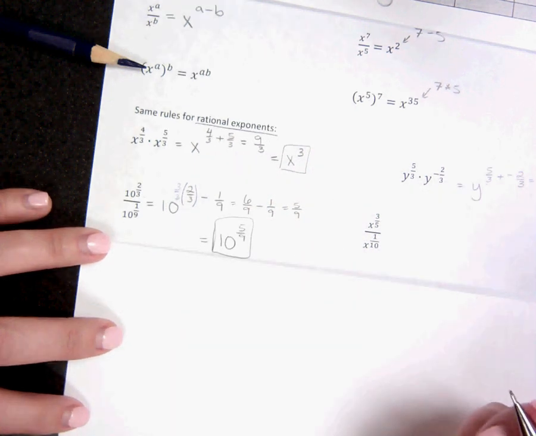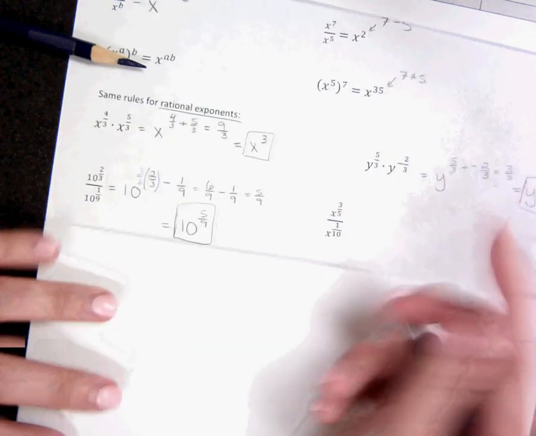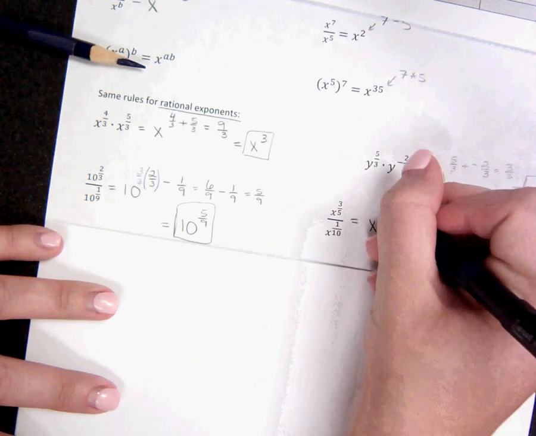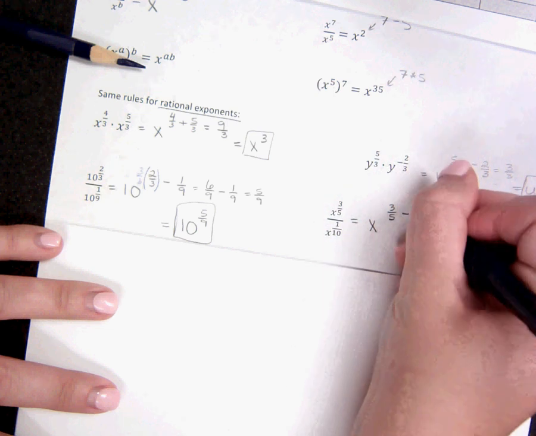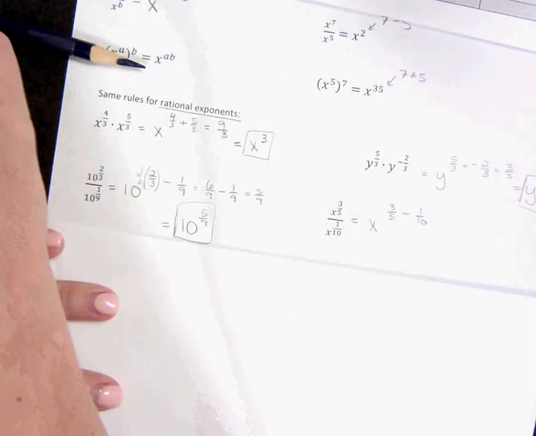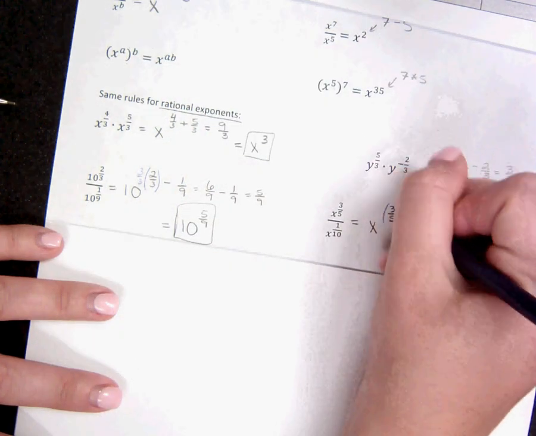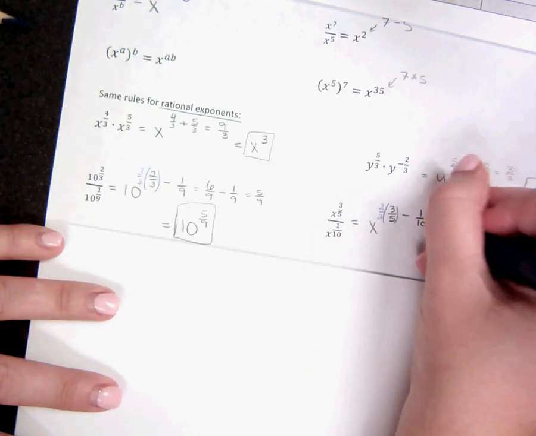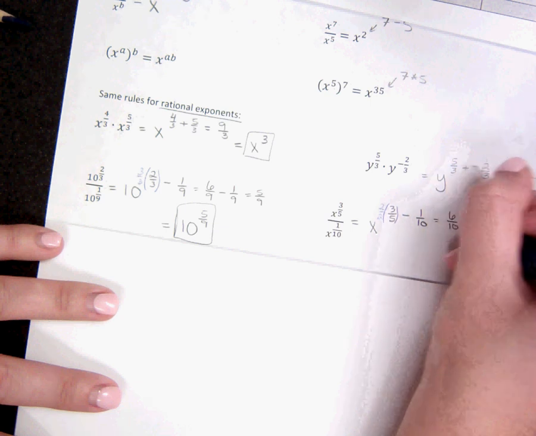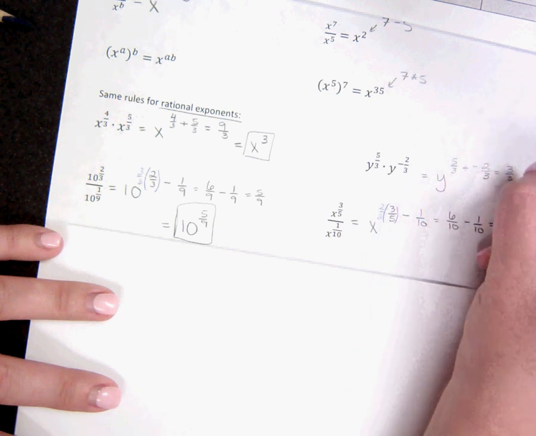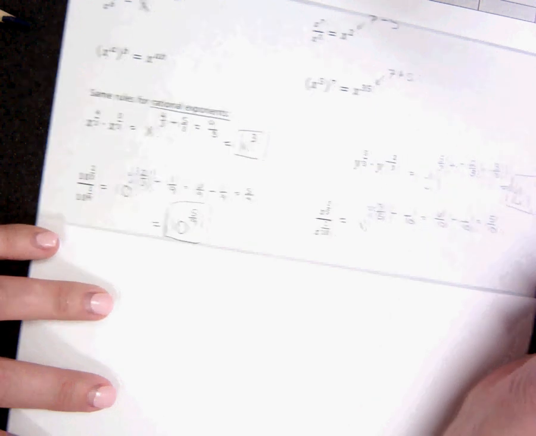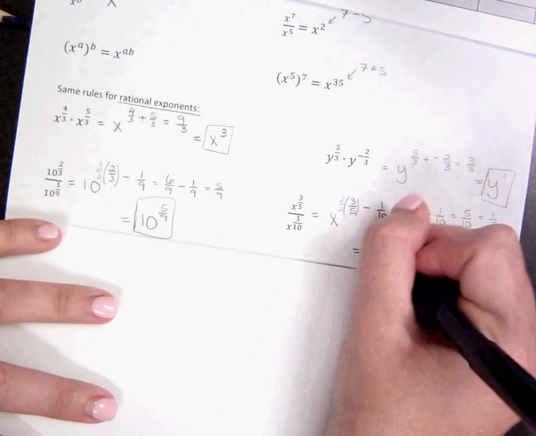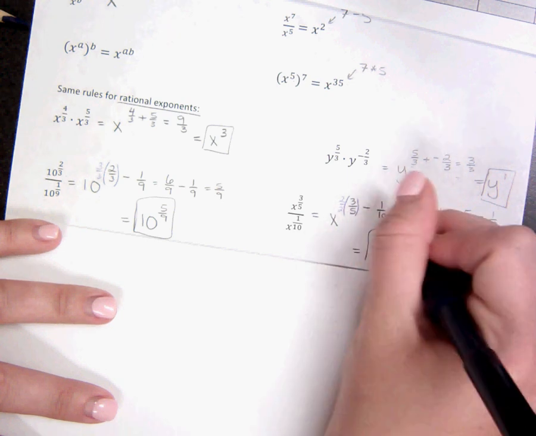So sometimes you have to get common denominators with those fractions. Same idea on the second one. This would be x to the 3/5 minus 1/10. To get common denominators, I'm going to multiply this one by 2. That's going to give me 6/10 minus 1/10, which is 5/10, which I can reduce to 1/2. So my final answer would be x to the 1/2.